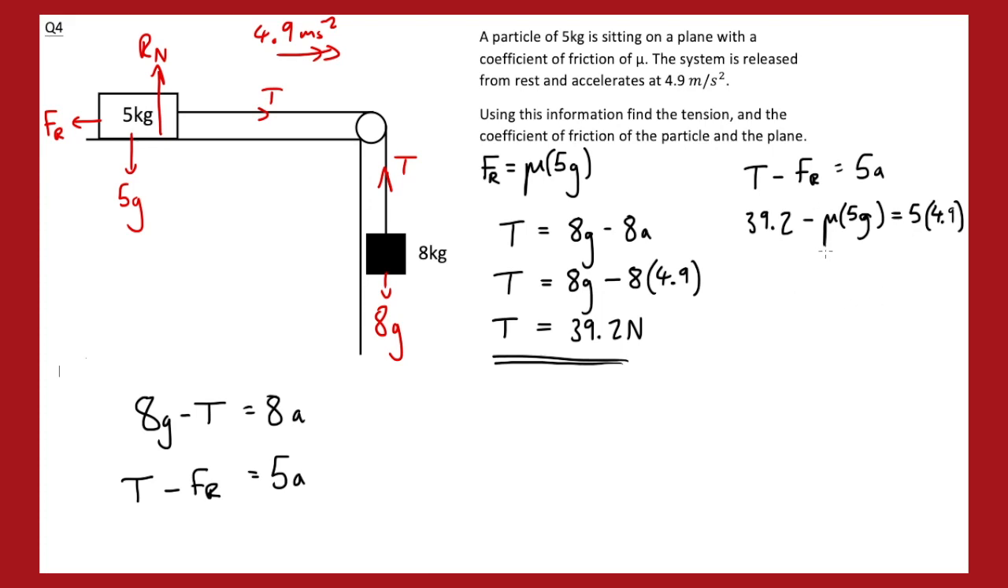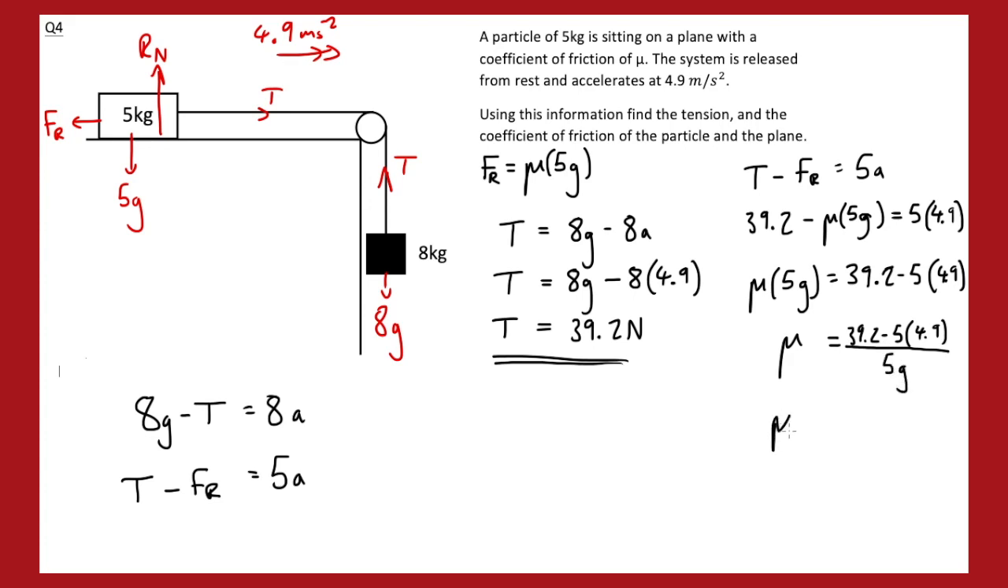If I rearrange this a little bit, I'm going to end up with mu times 5g equals 39.2, subtract 5 times 4.9. If I then divide this all by 5g, I get mu equals 39.2, subtract 5 times 4.9, all over 5g. Now, you might work in a different way.